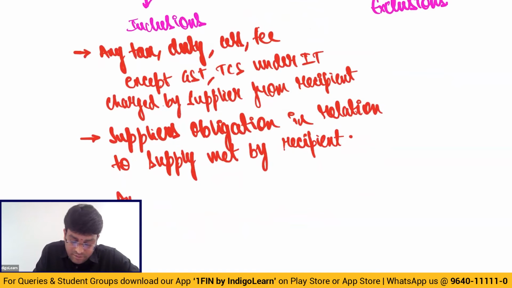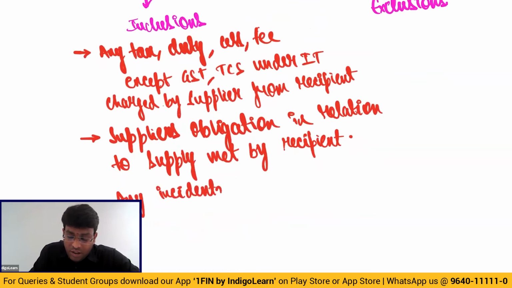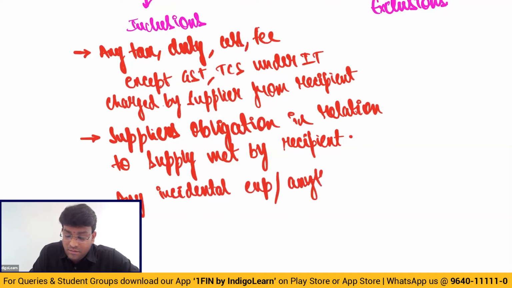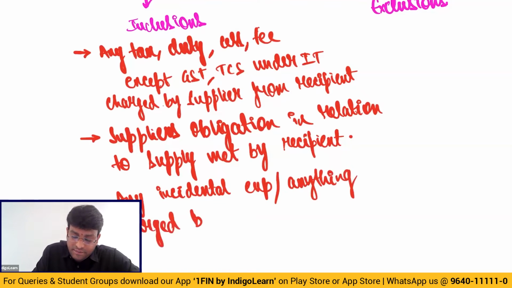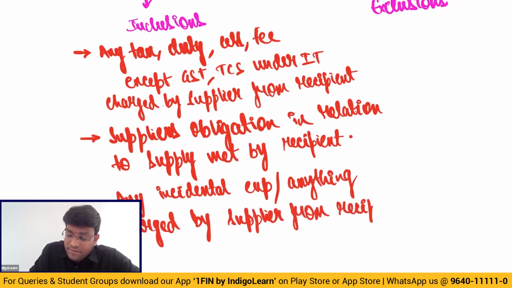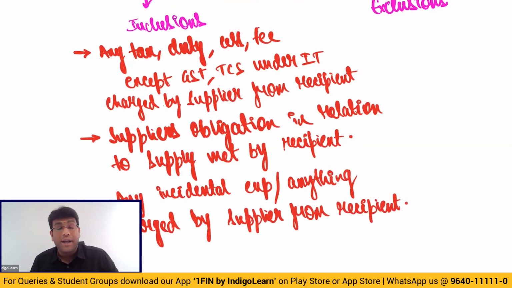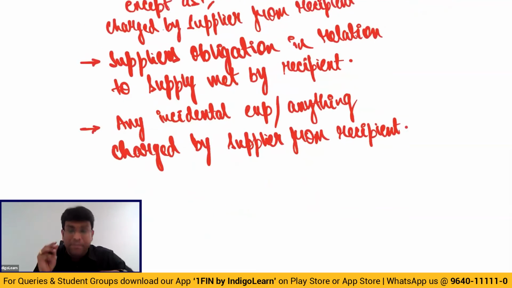Third one, any incidental expenses, or anything charged by supplier from recipient. Come on, guys, what is the third point? Any incidental expenses or anything charged by supplier from recipient.